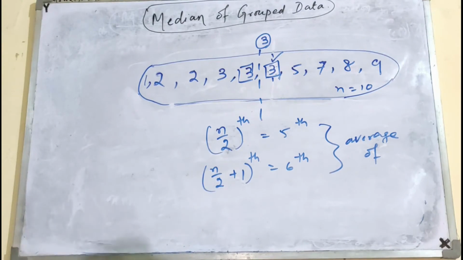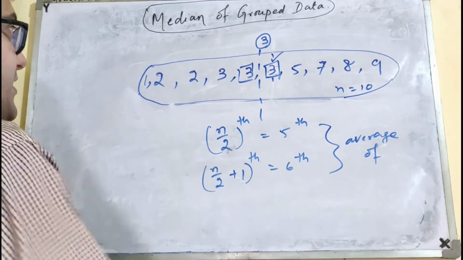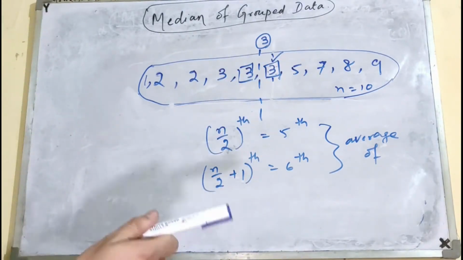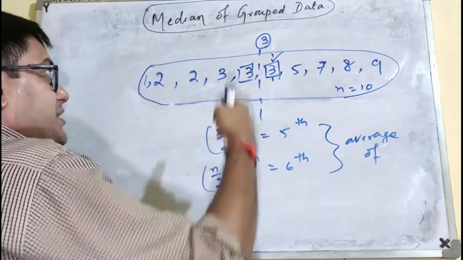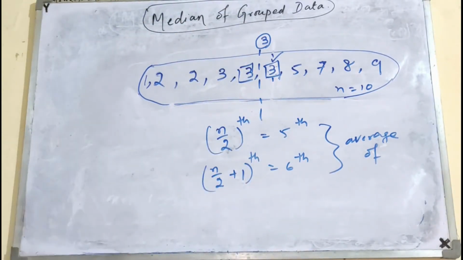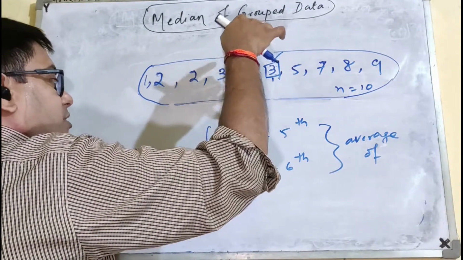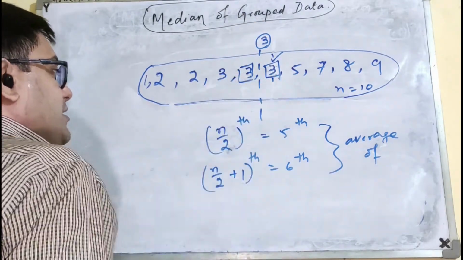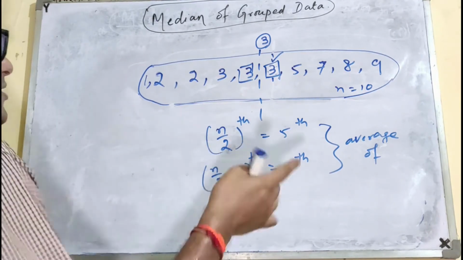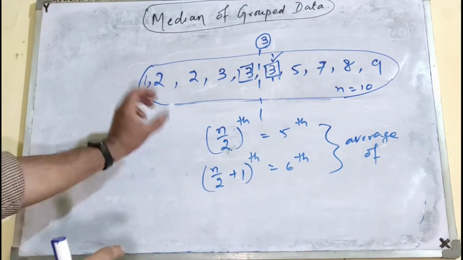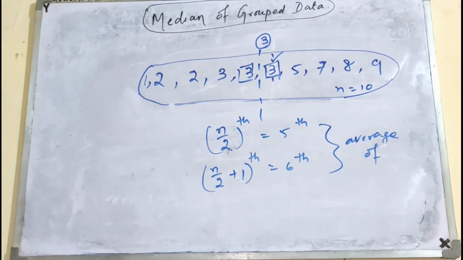So 3 is the median, but you need to understand that this median mark is not a data point. There are 2 data points with the value of 3, but the median cannot be considered one of the data points if n is even, because we are taking the average of the n by 2th and n by 2 plus 1th term, which happen to be the same value, because both these terms have the same value. Okay, so that's the core idea of finding the median of the ungrouped data.